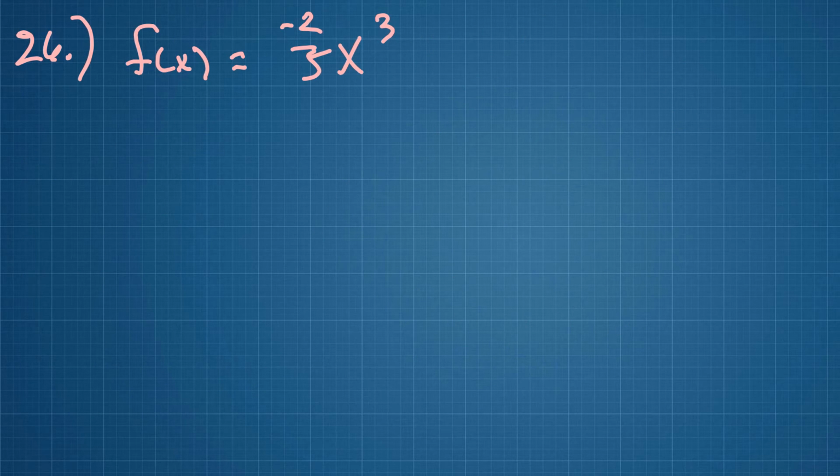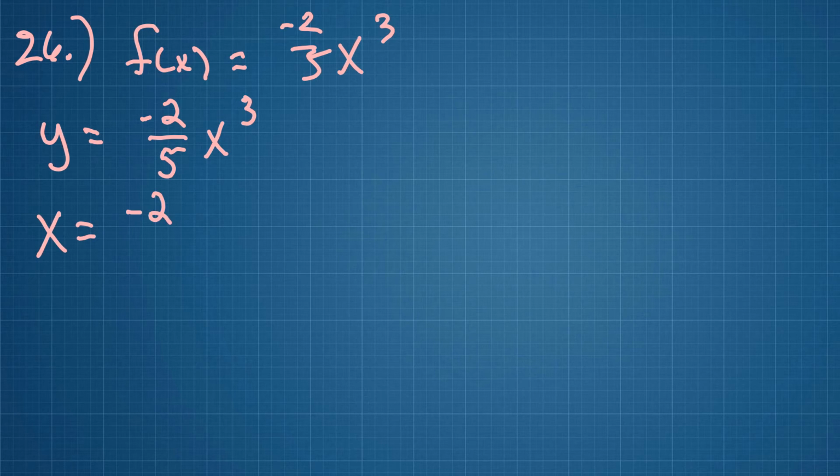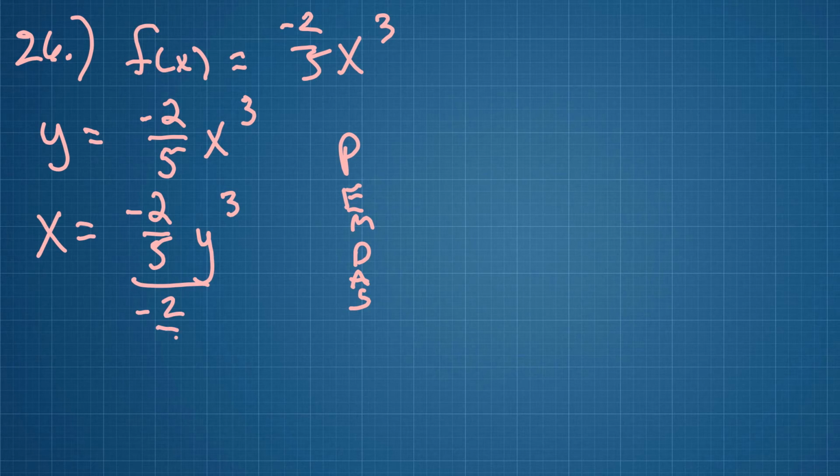All right, 26. So I'm going to write y is equal to negative 2 fifths x to the third. I'm going to switch x and y, so I have x equals negative 2 fifths y to the third. I'm going to use PEMDAS backwards. If you want to divide by negative 2 fifths, you can, but that's going to be a fraction over a fraction, so I'm not going to do that.